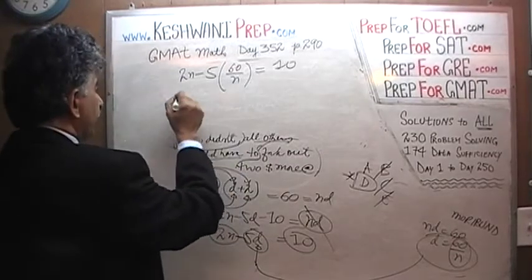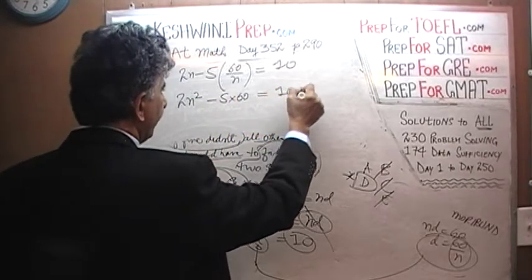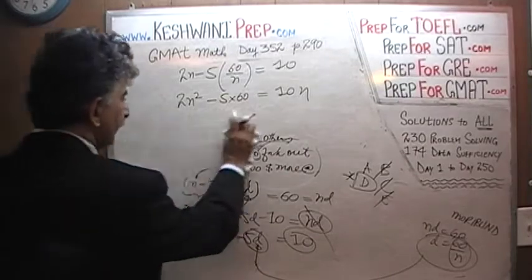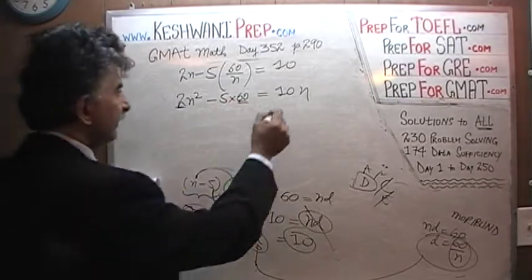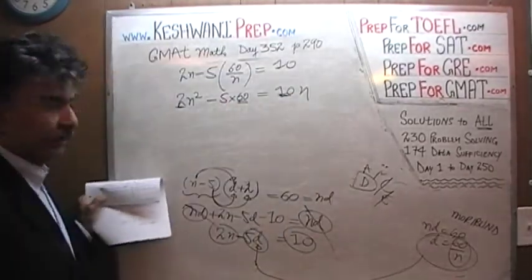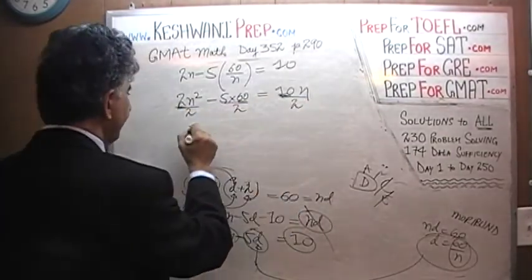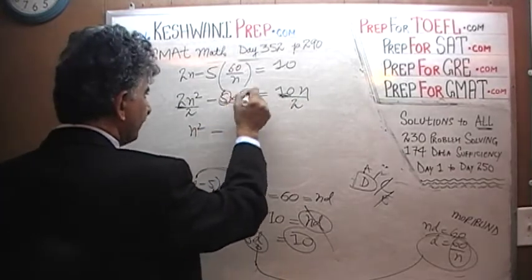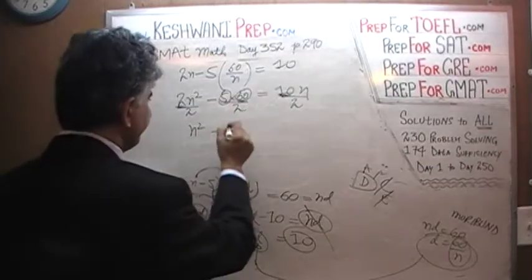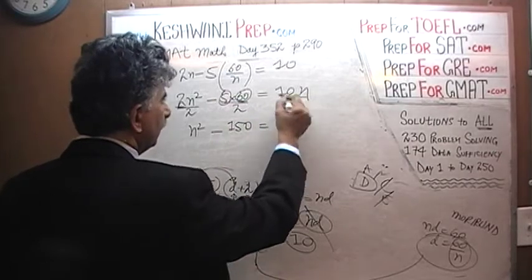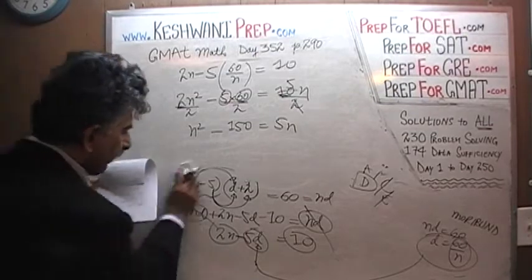Multiply the entire equation by n, and we end up with 2n squared minus 5 times 60 equals 10n. We see a 2 here, we see a 60 here, and a 10 here, which are divisible by 2. Let's divide the entire equation by 2, and we end up with n squared minus 5 times 30. How much is 30 times 5? It's 150. Equals 5n.